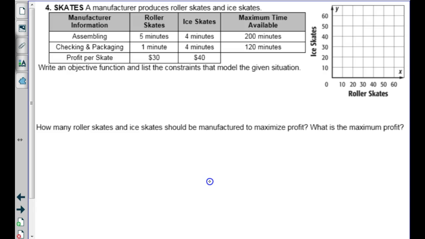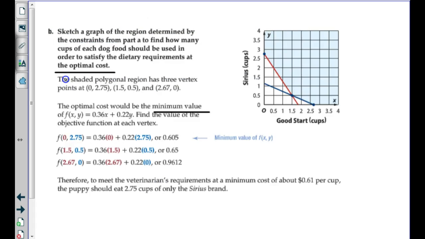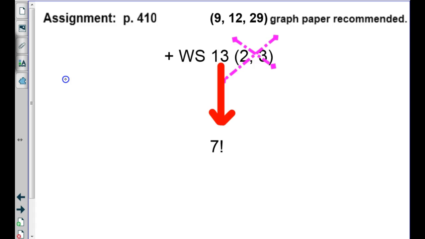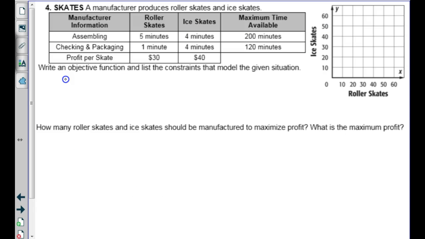Skating. This time we are a manufacturer making roller skates and ice skates. Okay. Write an objective function about profit. What is the profit?